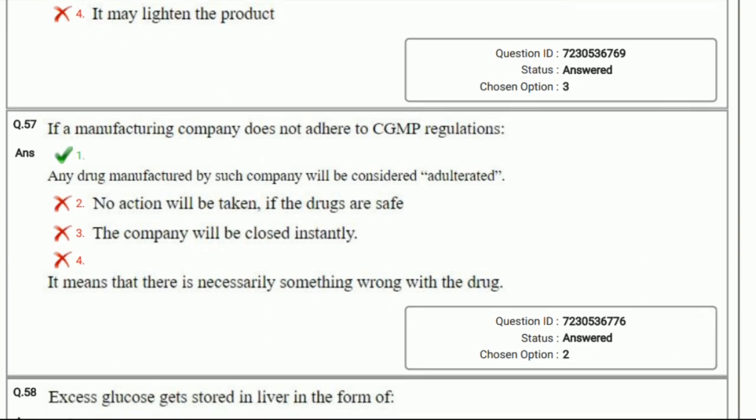Next question, if a manufacturing company does not adhere to CGMP regulations, so what is CGMP? CGMP stands for current good manufacturing practices. These regulations for drugs contain minimum requirements for the methods, facilities and controls used in manufacturing, processing and packaging of a drug product. So if a company does not follow CGMP regulations, any drug manufactured by such a company will be considered an adulterated product.